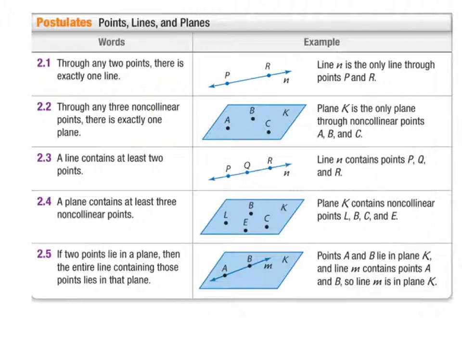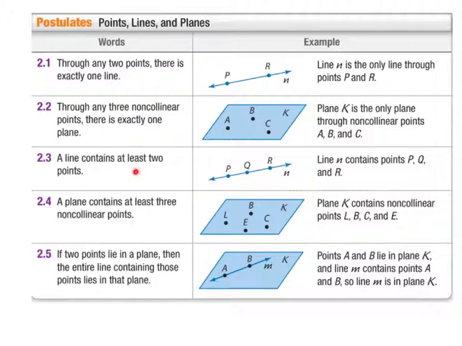Next one. Through any 3 non-collinear points, the keyword is non-collinear, there's exactly one plane. So there is only one flat surface I could put those 3 points on, as long as they're not in a straight line. If they are in a straight line, then I have an infinite amount of planes I can use. Think of this: a line has 2 points, a plane has 3 points. What we're going to do next is kind of do the converse, if you remember from before.